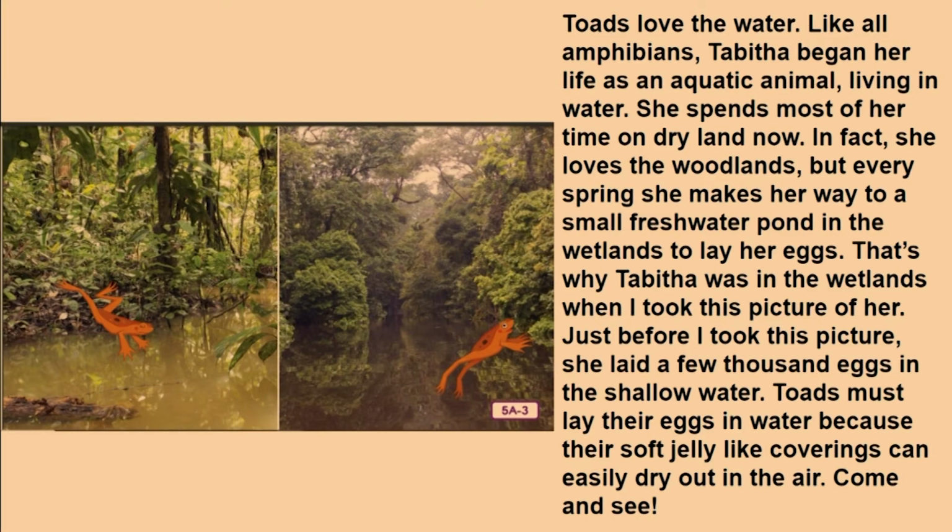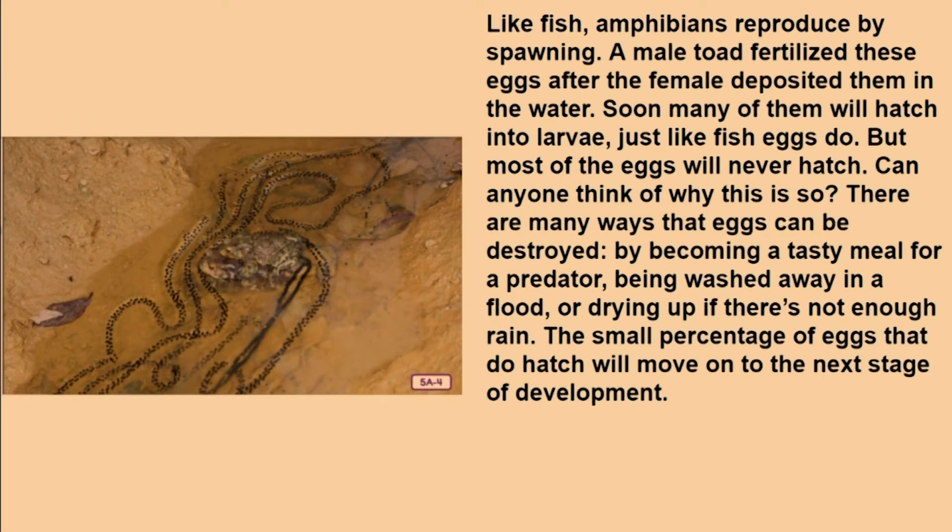Come and see. Like fish, amphibians reproduce by spawning. A male toad fertilized these eggs after the female deposited them in the water. Soon, many of them will hatch into larvae, just like fish eggs do, but most of the eggs will never hatch. Can you think of why this is so?